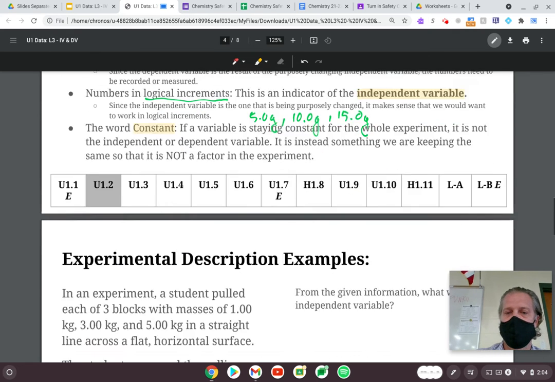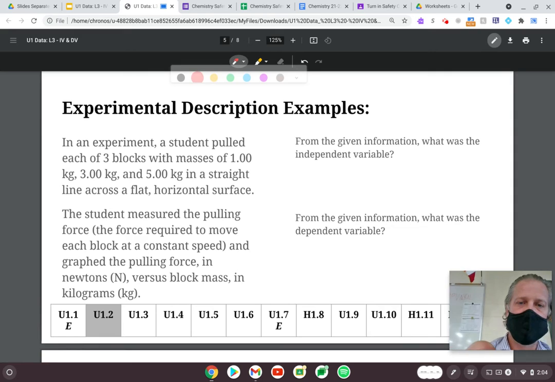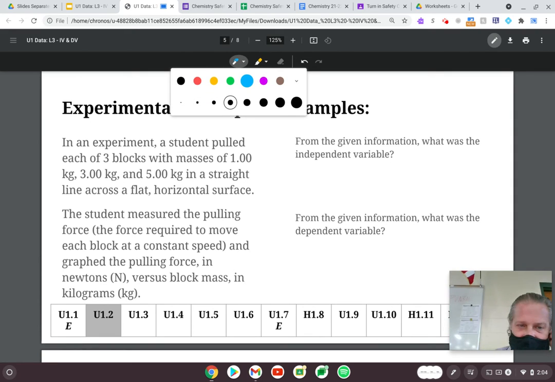Excellent. Moving right along. Here's an example. In this example, it says in an experiment, a student pulled a set of blocks with a mass of 1 kilogram, 3 kilograms, and 5 kilograms in a straight line across a flat horizontal surface. The student then measured the pulling force, which is the force required to move each block at a constant speed, and then graphed the pulling force in newtons versus the block mass in kilograms. What's the independent variable?